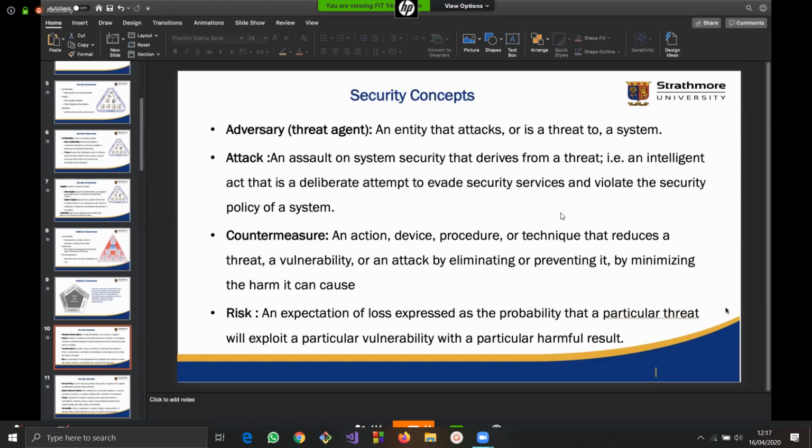A vulnerability I can say is a weakness in the system that can be exploited. While a threat is, I'd say, a form of something like sabotage. An attack is like an attempt now to alter or destroy or to gain access into the system.